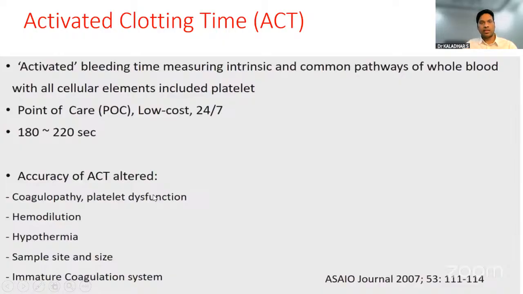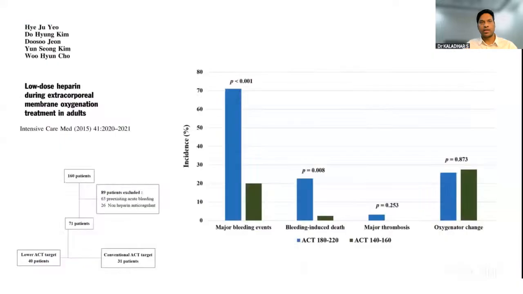That is the reason the ACT has limitations when there is coagulopathy, platelet dysfunction, hemodilution, hypothermia, and it even depends upon sample site and size. And if there is an immature coagulation system, which is most common in neonates and pediatric patients. But generally, other than that, there are definitely limitations associated with activated clotting time monitoring.